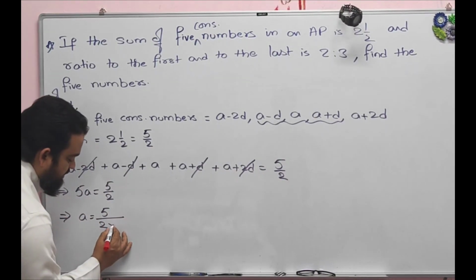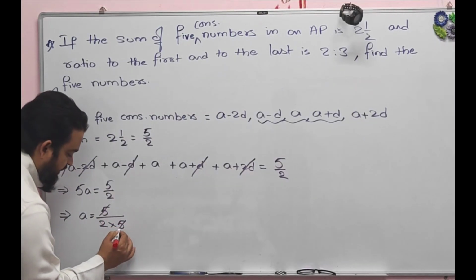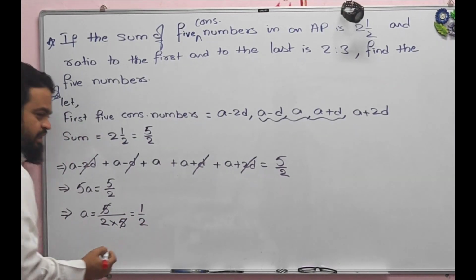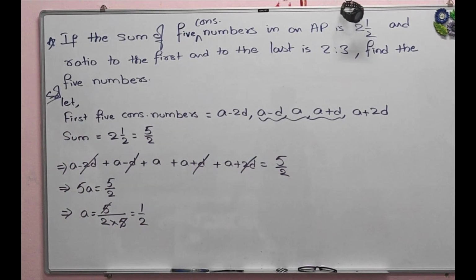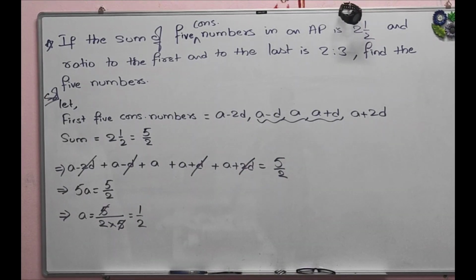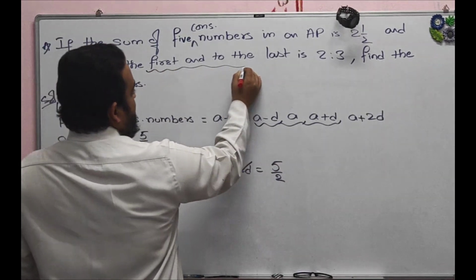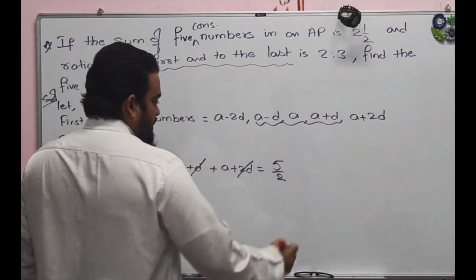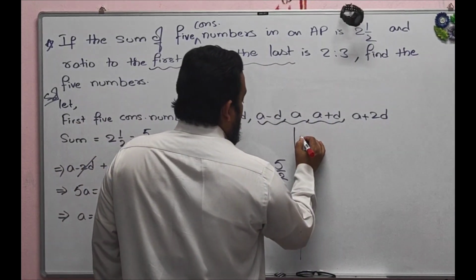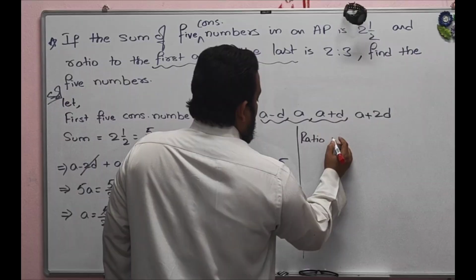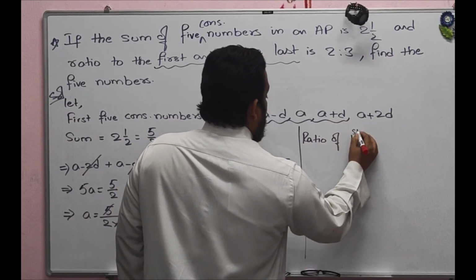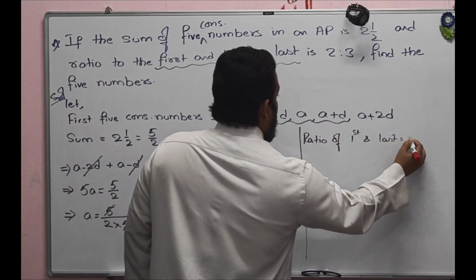So that implies a is equal to 5 by 2 divided by 5. It is in multiplication, it comes to division. 5 and 5 gets cancelled. So it will be a is equal to 1 by 2. You got a is equal to 1 by 2. Now what is the next given? The ratio of first and the last is 2:3. So let us do ratio of first and last is equal to 2:3.